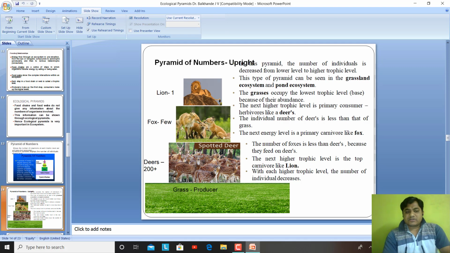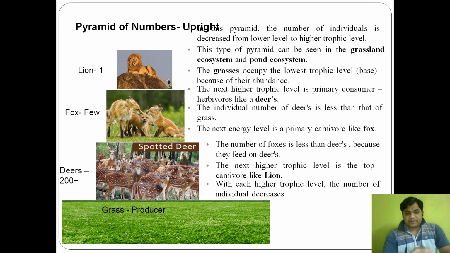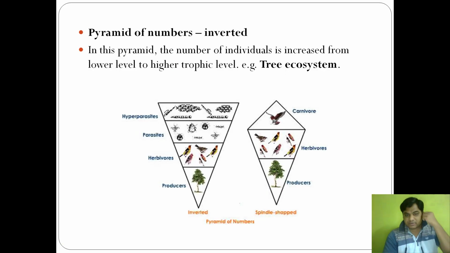So here this is the figure, this is the upright pyramid. As the trophic level increases, the number of animals decreases. But in the pyramid of numbers it is opposite to the upright pyramid, it is an inverted pyramid. And the example of this pyramid is the tree ecosystem.